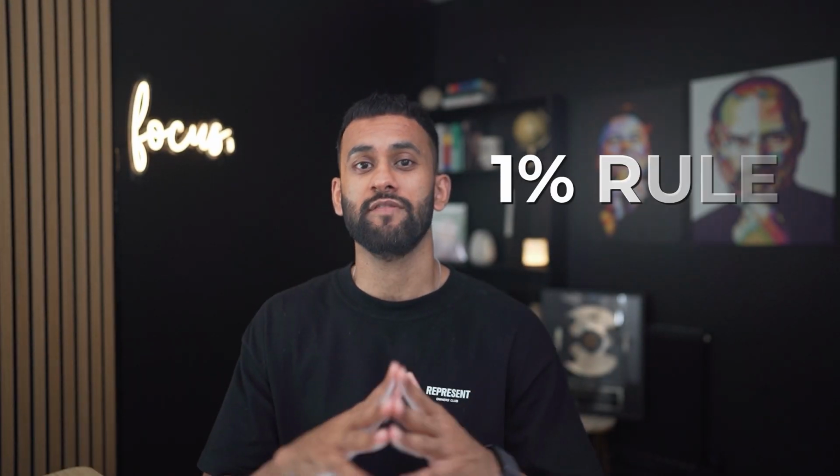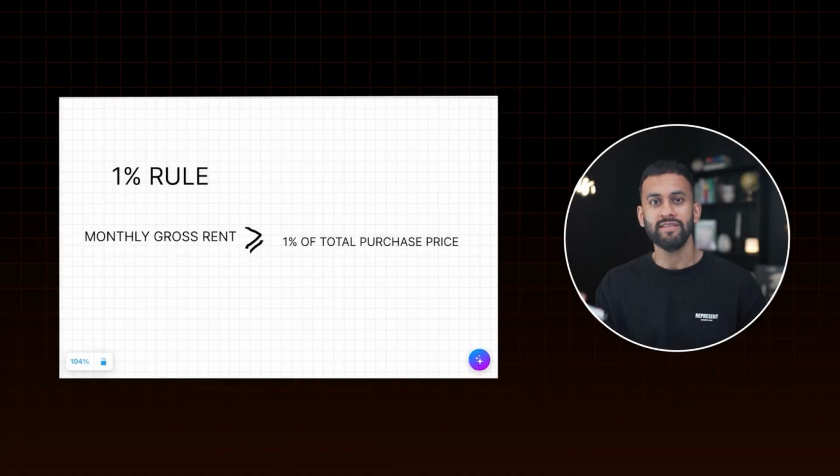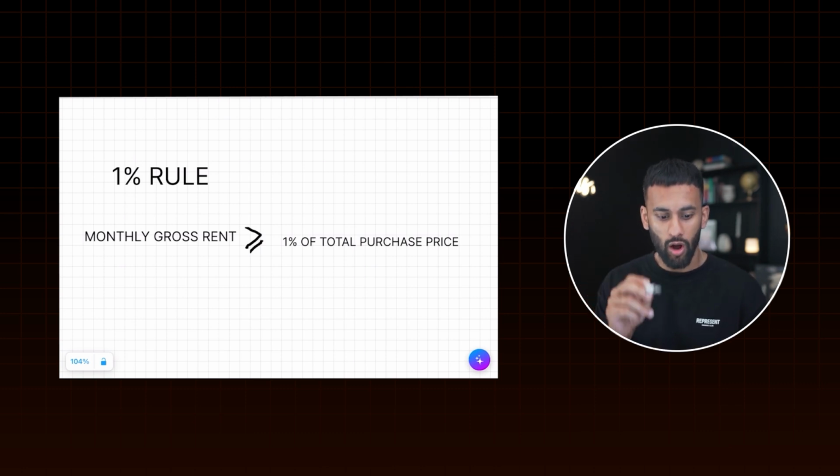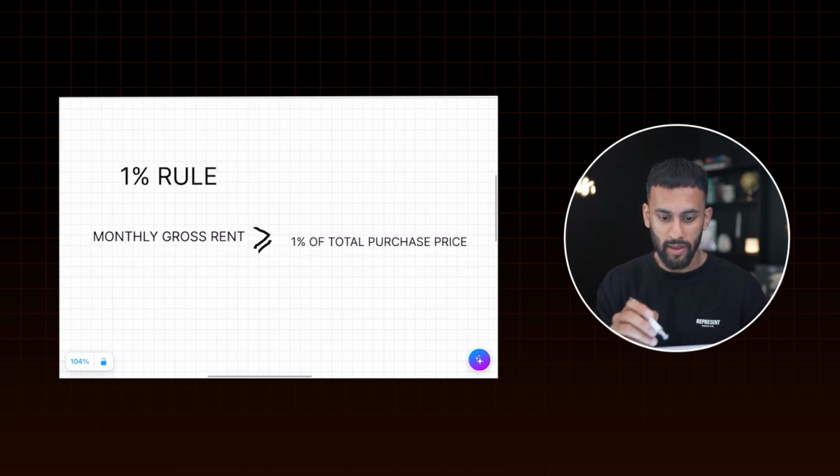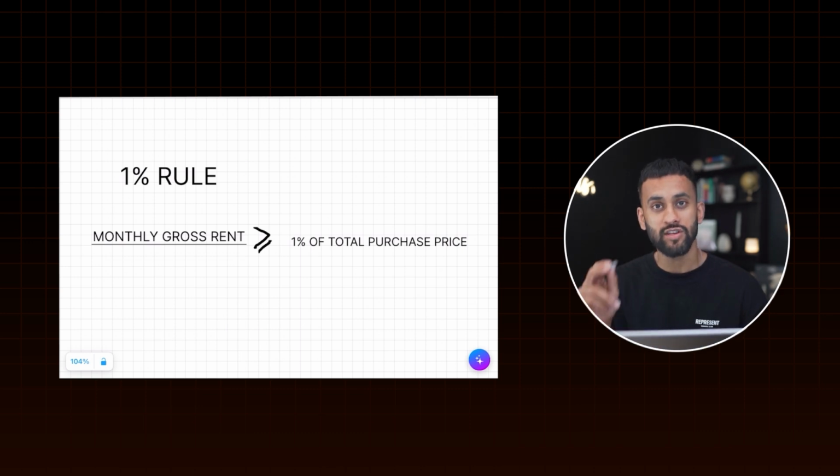So the next one is the 1% rule, which I came across from Bigger Pockets in the US, and I've now started to use this myself. This formula quickly gives you an idea of the minimum monthly rent you must charge to break even on a property, and you tend to use this very early on in the deal analysis stage. But it basically means that the monthly gross rent of the property should be greater than or equal to 1% of the total purchase price.